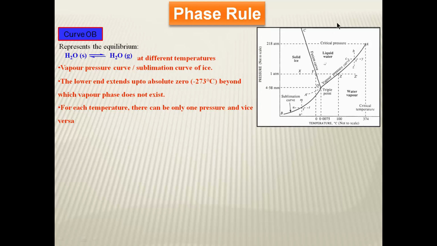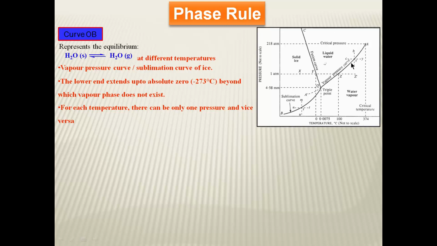As I discussed previously for the curve OA, here also along the curve OB, two phases are present and the component is 1. Hence again this curve is univariant. What do we mean again? That is, for each temperature there can be only one pressure and vice versa.